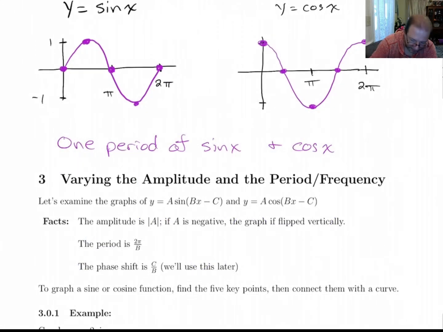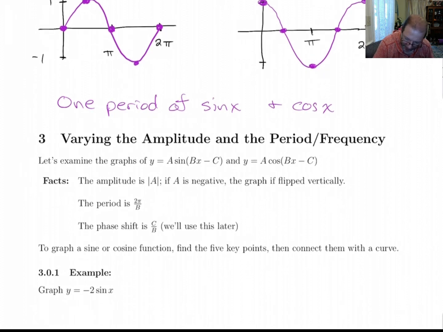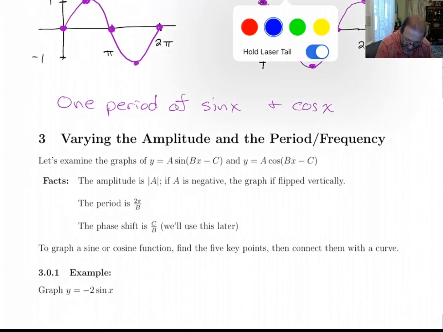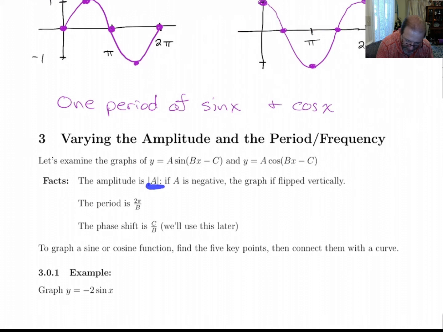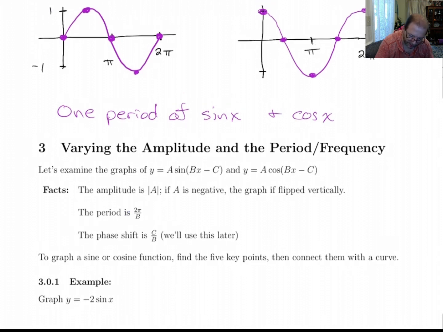All right, let's look at this. Facts. The amplitude is the absolute value of A. If A is negative, the graph is flipped vertically. The period, it turns out, is 2 pi over B. And the reason for that is the original period of just sine is 2 pi. And if you divide that by B, that will change the period. So anyway, memorize this. And the phase shift is C over B, and we'll use that later.